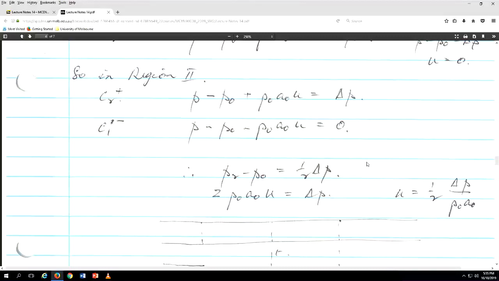If I divide that by the speed of sound, U over A naught will be a half delta P over rho naught A naught squared. And rho naught A naught squared is about P. So it says that U over A naught is a very small quantity, approximately delta P over P naught. And so that's what happens when you rupture the balloon.